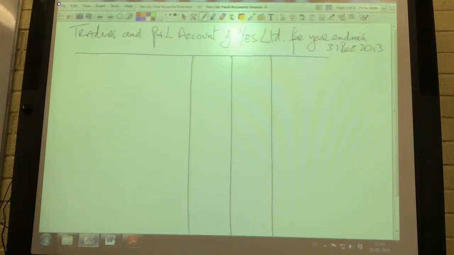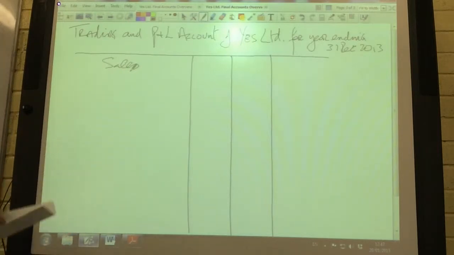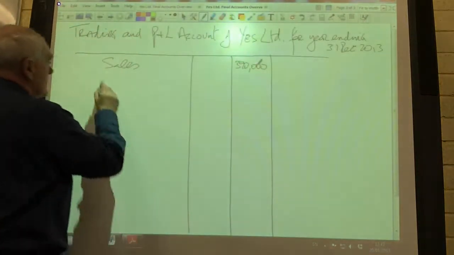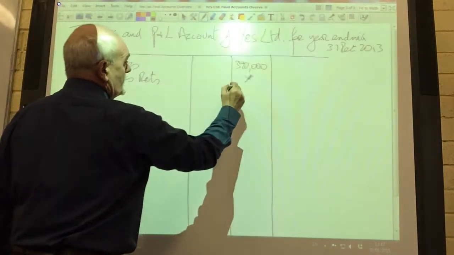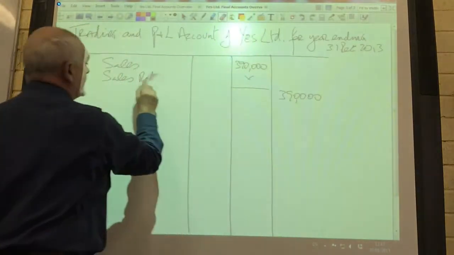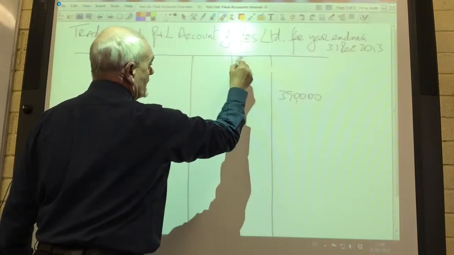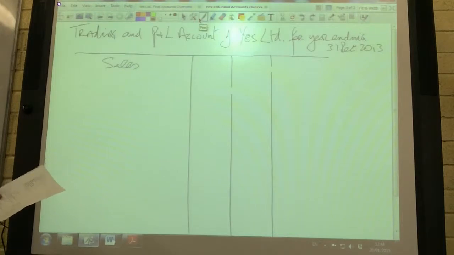So, looking at the detail for the final accounts in the 2014 paper for Yes Limited. We start off with sales. Sales 390,000. We could put them there if we had any sales returns. We'd have sales returns here, and we'd put our net sales here. But in this question, we've got no sales returns, so we can put the sales figure straight out into the front column there. So sales, our net sales if you like, 390,000.